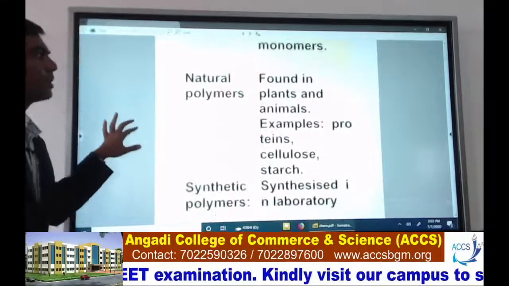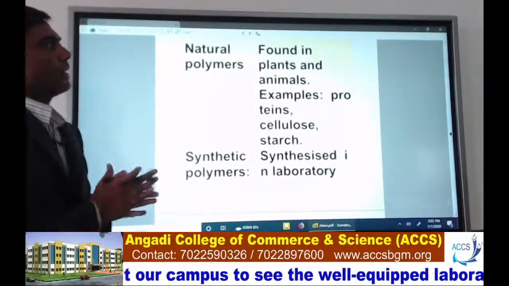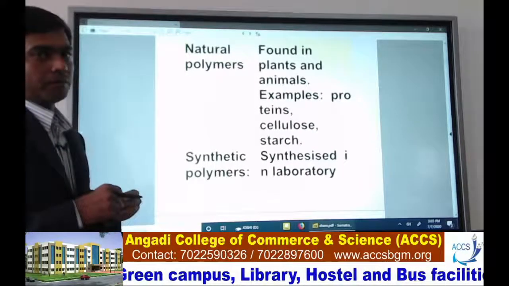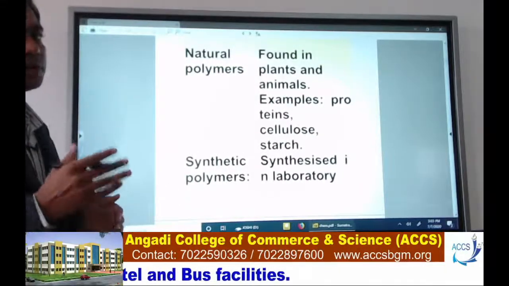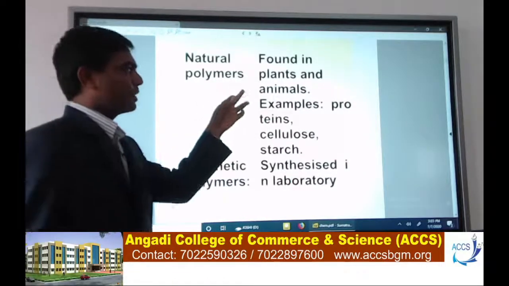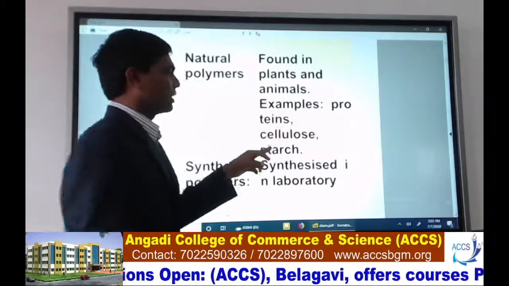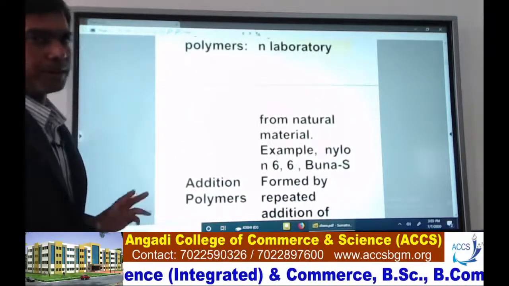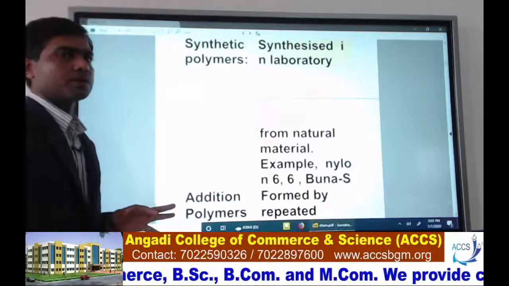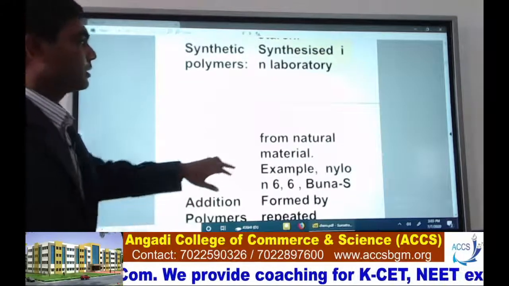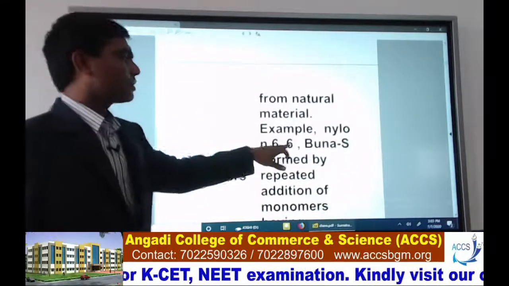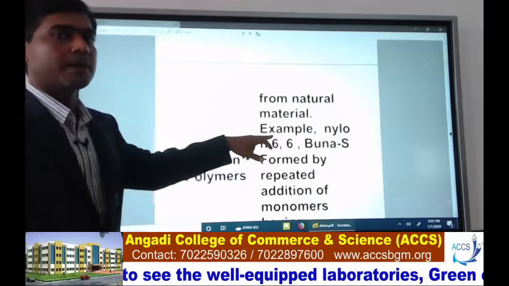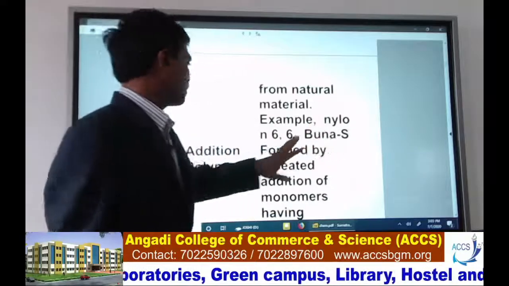In that, natural polymers, we know, we get in the form of plants and animals, which come under carbohydrates, proteins and minerals found in plants and animals. Examples: protein, cellulose, starch. Synthetic polymers means they are prepared in the laboratory, like nylon, polyester, dacron, terylene, like that. An example is nylon 6,6. You know nylon 6,6 is made up of which compounds? Hexamethylene diamine and adipic acid, like that.